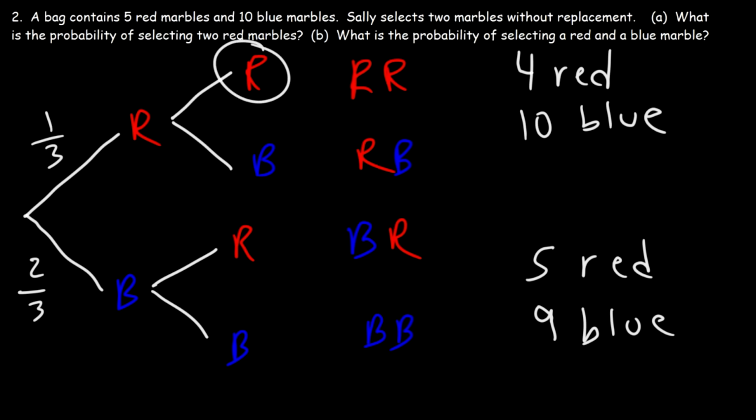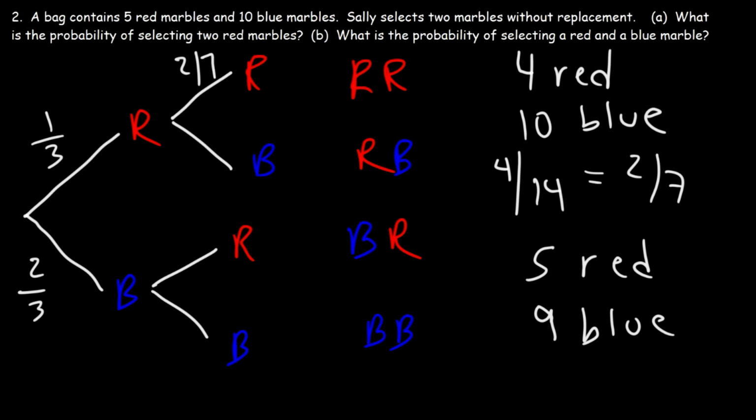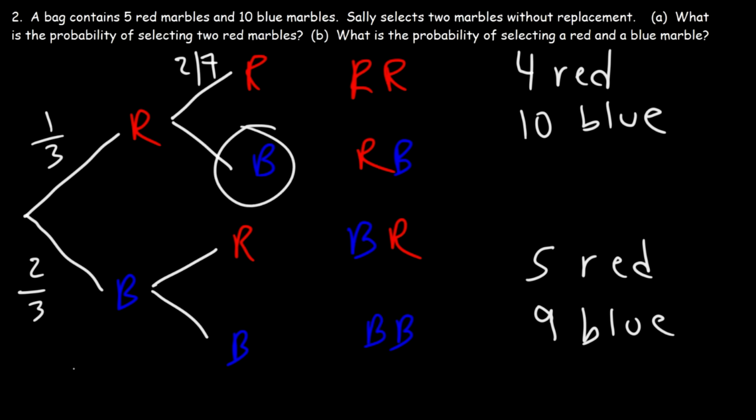So over here, what is the probability of selecting a red marble during the second event? So we have 4 red marbles out of a total of 14. So it's 4 out of 14. And if we divide both numbers by 2, we can reduce that to 2/7. So on the second try, the probability is 2/7 that a red marble will be selected. What about a blue marble on the second try? Particularly this blue marble. So we have 10 blue marbles out of 14. If we divide 10 and 14 by 2, that will be 5/7.